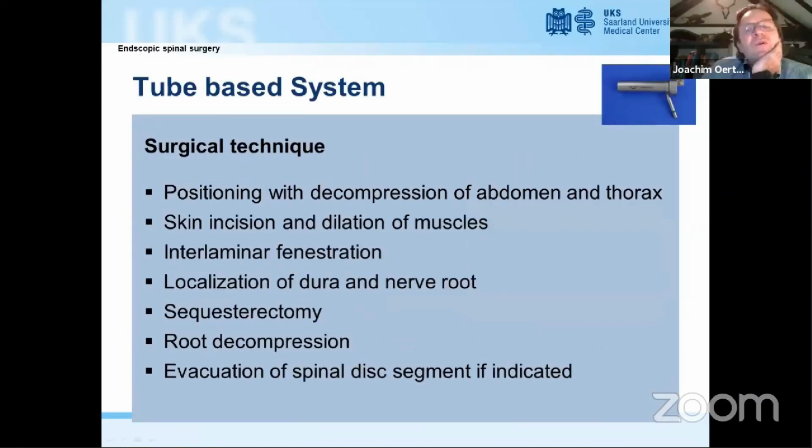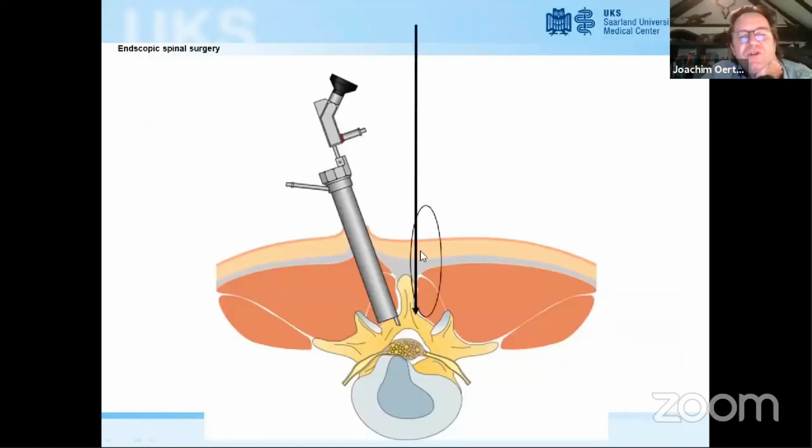So I want to discuss the tube-based system, the transmuscular approach. This surgical technique is very, very similar to the open microsurgical technique. The only difference is that we don't go down at the spinous process. No, we go a transmuscular approach right to the target area. So we directly approach the target. So we reduce the muscle trauma. We do not detach the muscles. We don't retract the muscles as much. And we just focus on the decompression of the neurostructures.